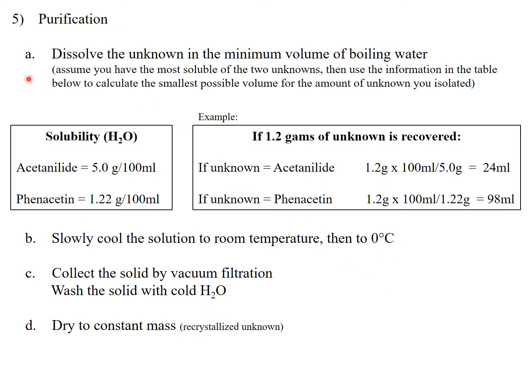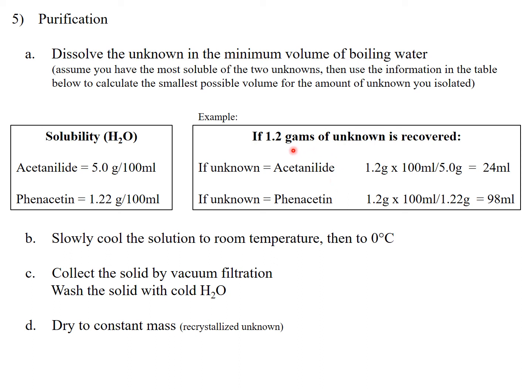The first thing we're going to do is dissolve our unknown in some boiling water. It turns out both compounds are soluble in boiling water, but they're insoluble in cold water. But I need to know how much water to use because I want to use a minimum. So I'm going to do a calculation. I can look up the solubilities. Acetanilide has 5 grams per 100 milliliters, and phenacetin has 1.22 grams per 100 milliliters. So phenacetin is less soluble.